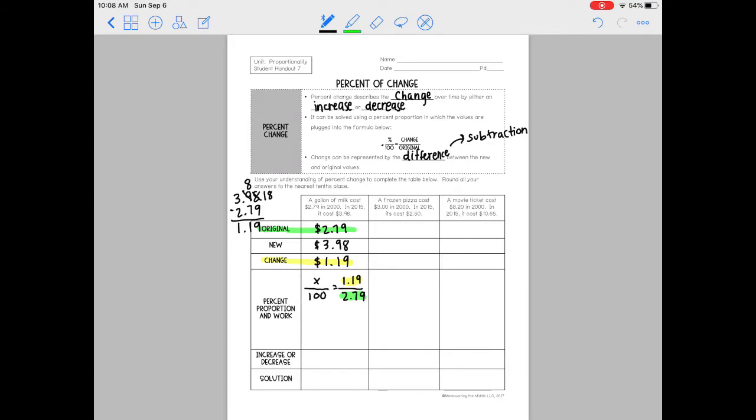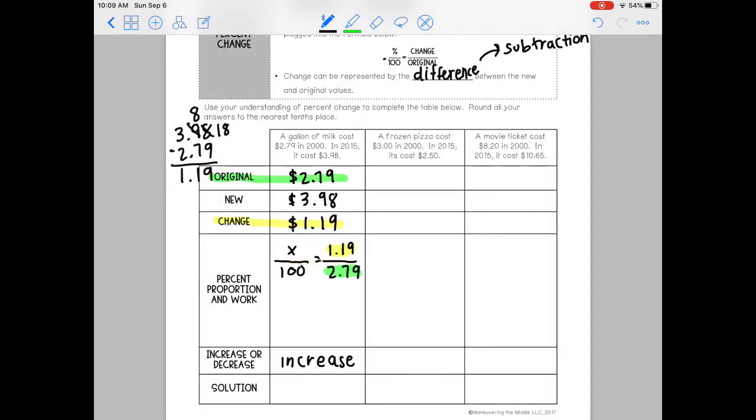So now that we set this up, we need to decide, is it an increase or a decrease? In this case, it went from $2.79 to $3.98. This would be considered an increase because it went from a smaller amount to a larger amount. So to find the solution, we have $1.19. If we divide this by $2.79, let's see what we get. $1.19 divided by $2.79, we get 0.426. Now, we want this as a percentage. When we think of a percent, it's out of 100. So we need to move our decimal place to the hundreds place. This is the tenths. This is the hundreds. So we move our decimal here, we get 42.6. And remember, this is a percent, so it's 42.6%.